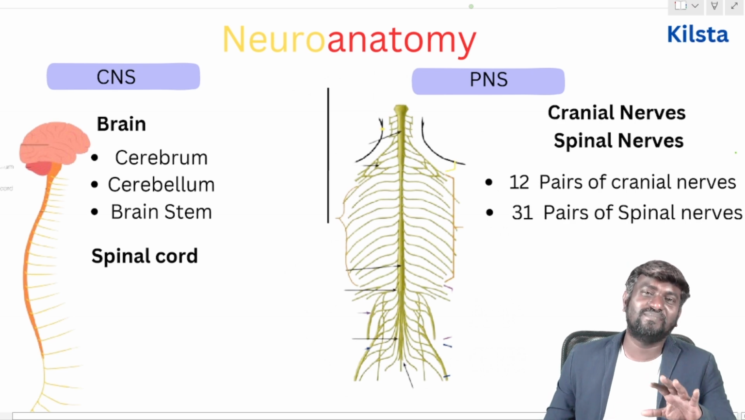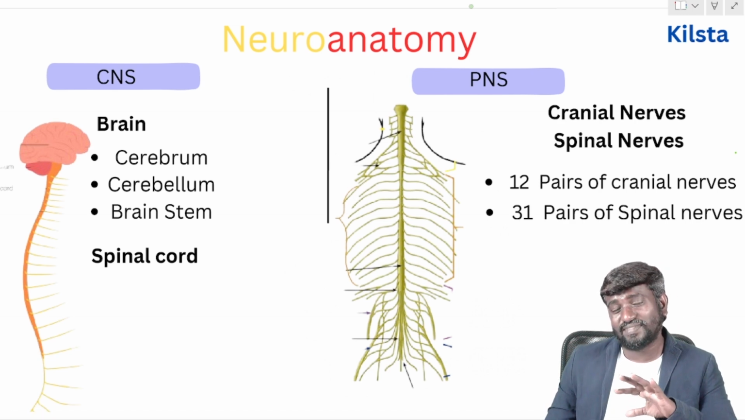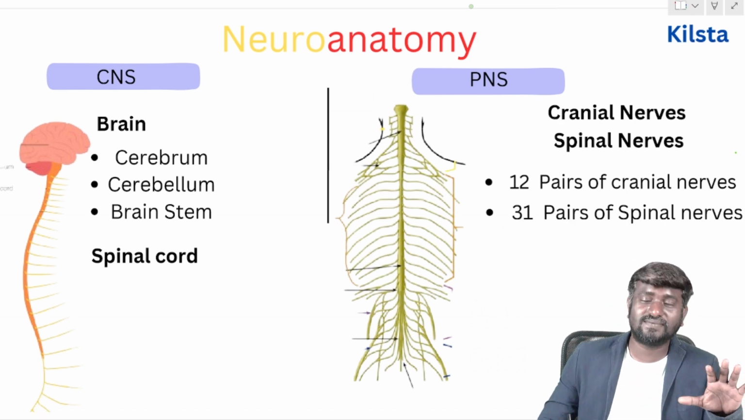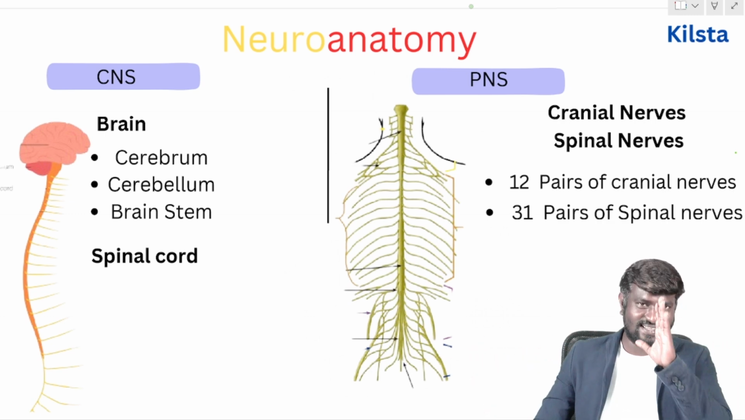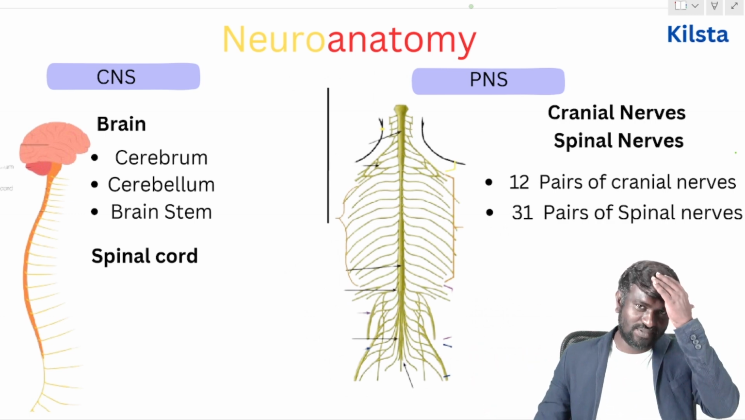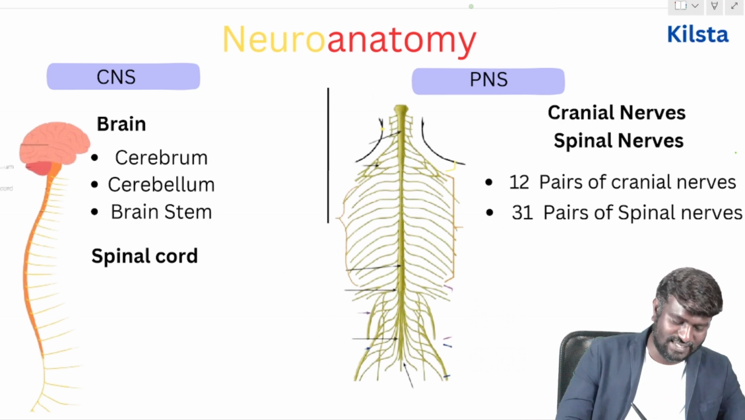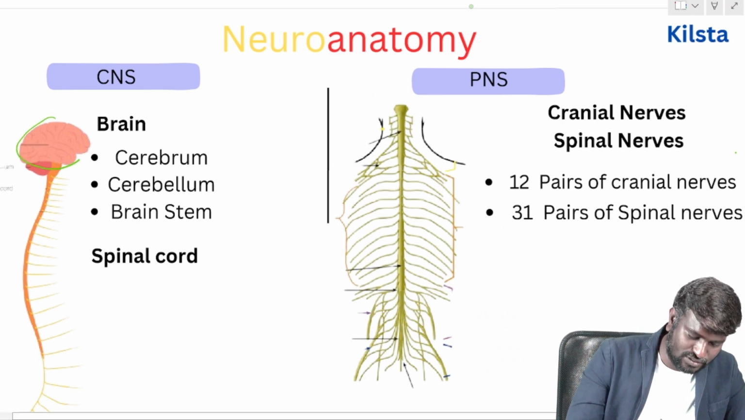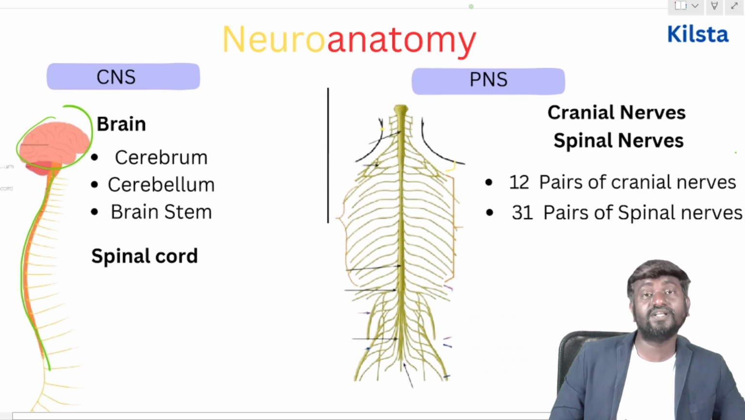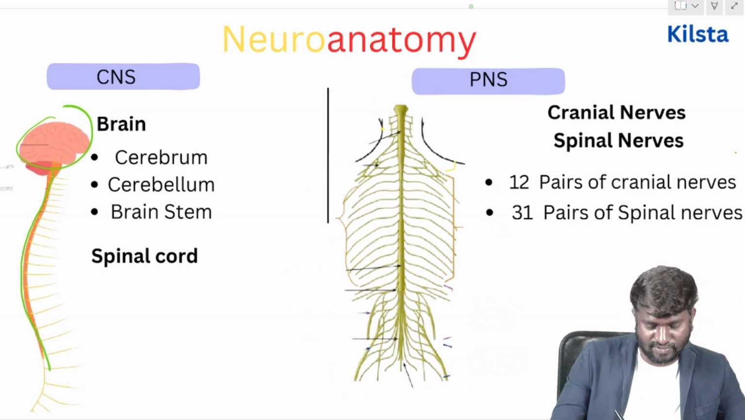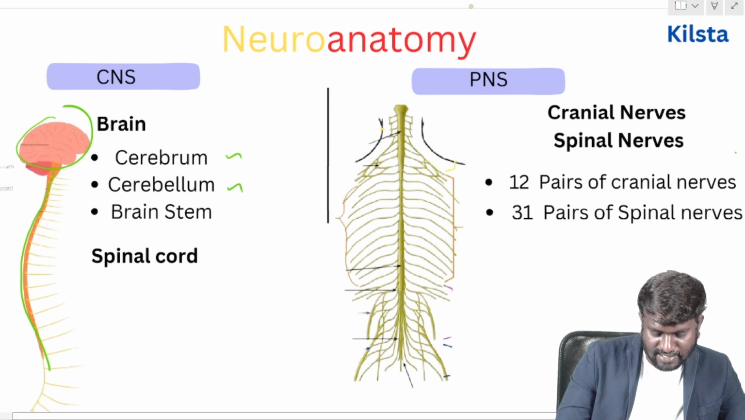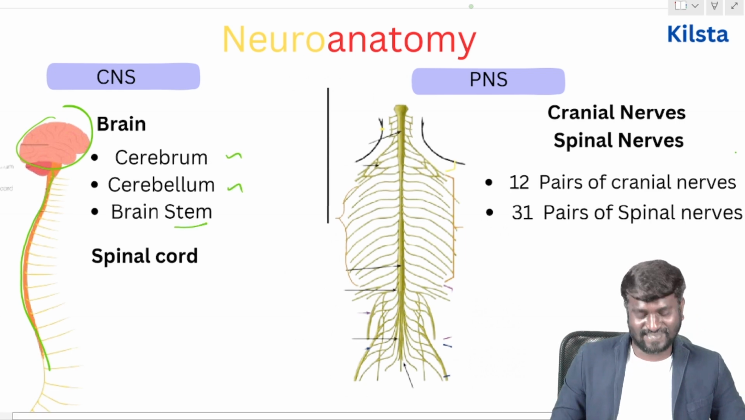Now we are coming to neuroanatomy. We are going to study the central nervous system and the peripheral nervous system. The word itself says central. It's going to include the brain and the spinal cord. What are we going to study in depth about the brain? We'll focus on the cerebrum, cerebellum and the brainstem. And this region is going to be the spinal cord.